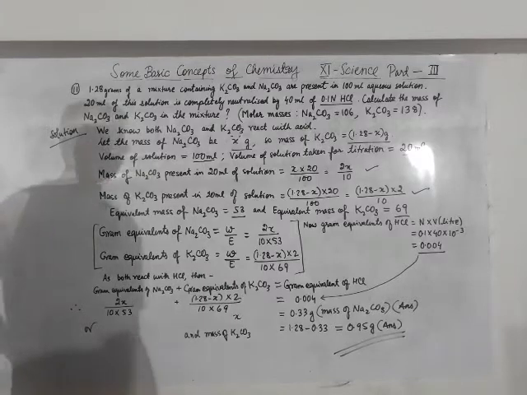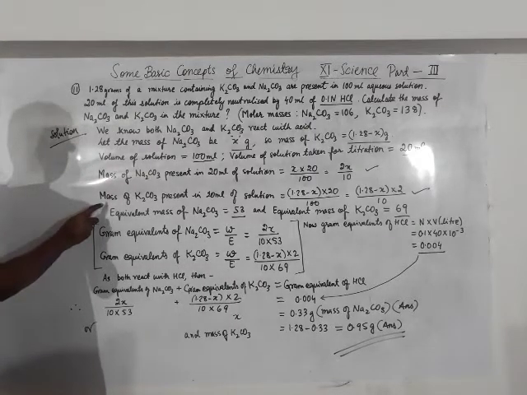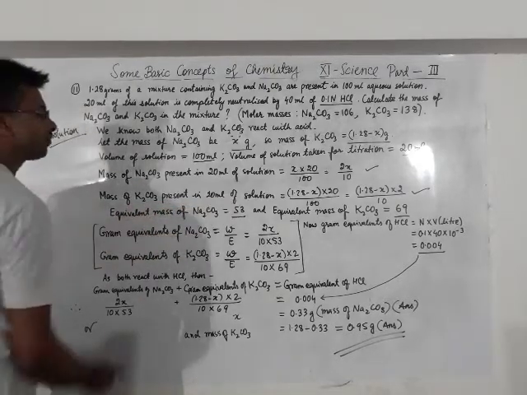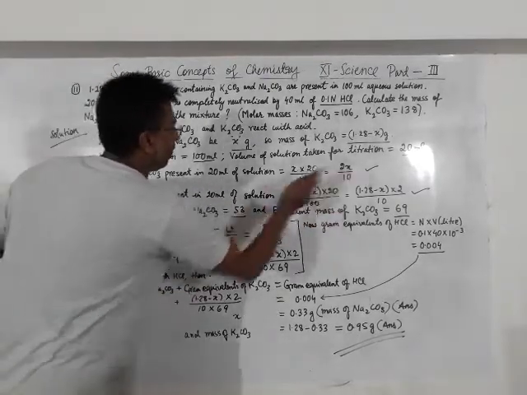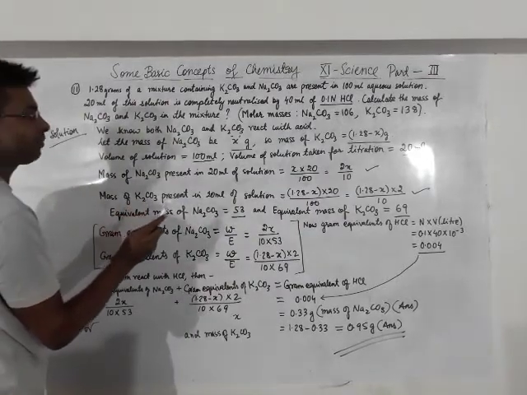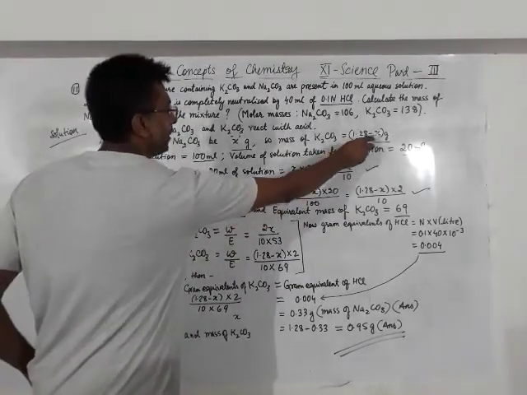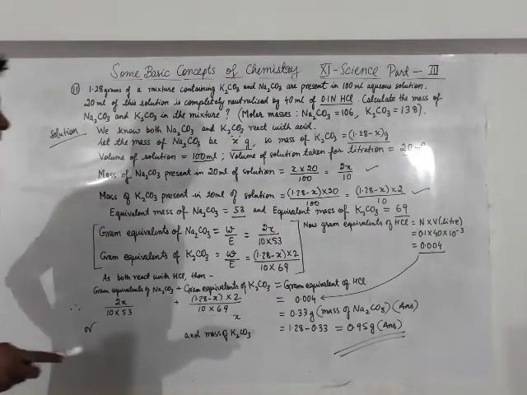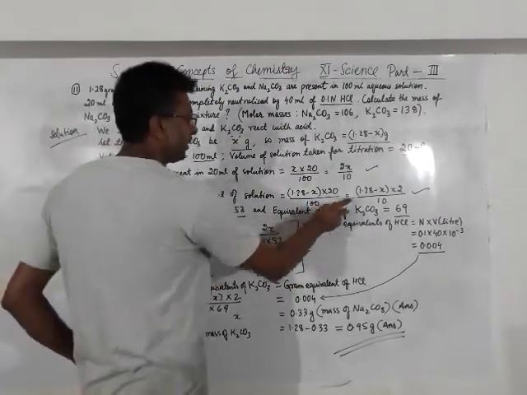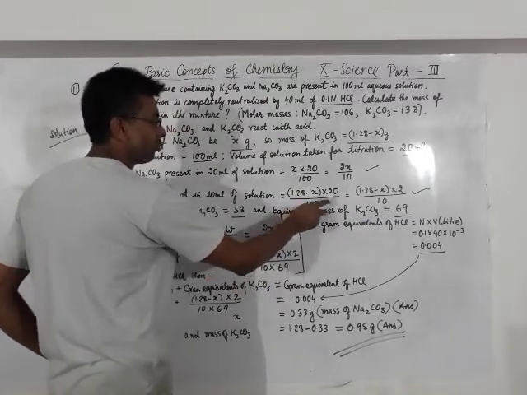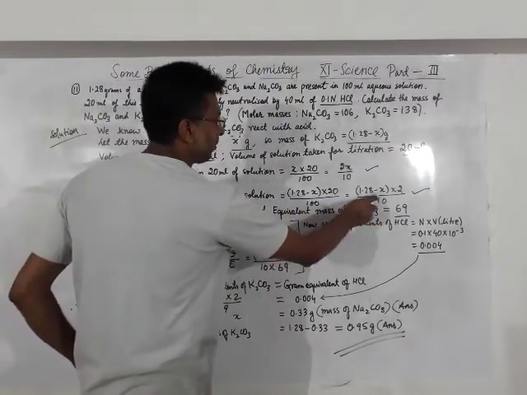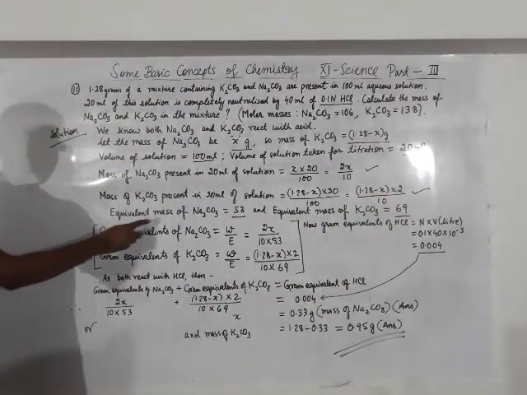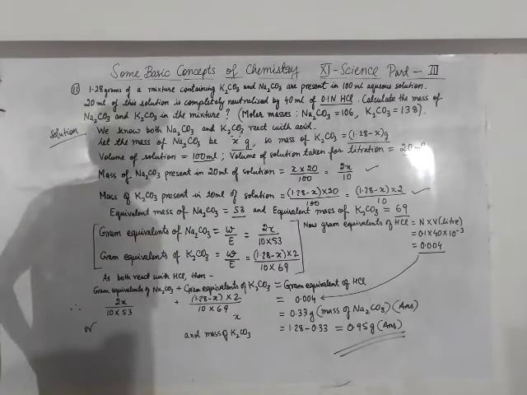Similarly, the mass of potassium carbonate present in 20 ml of solution. We know the mass of potassium carbonate in the entire 100 ml is 1.28 minus x. So in 20 ml it becomes 1.28 minus x by 100 into 20. That comes to 1.28 minus x into 2 by 10. Now the equivalent mass of sodium carbonate is 53.